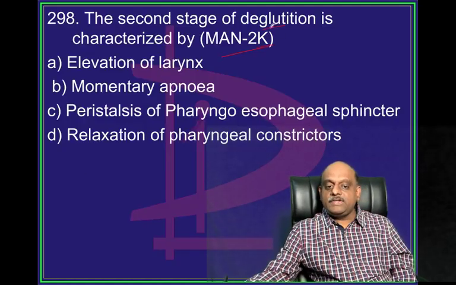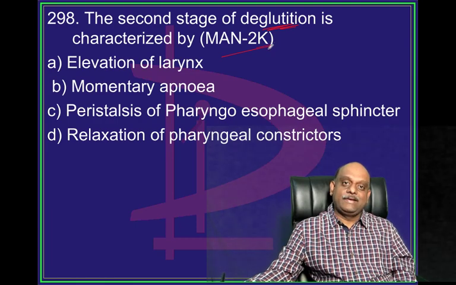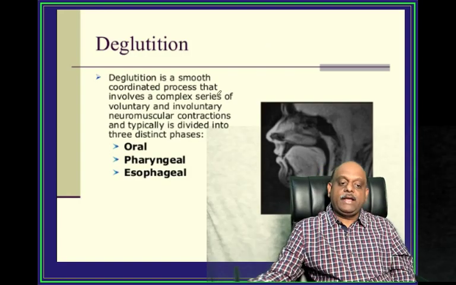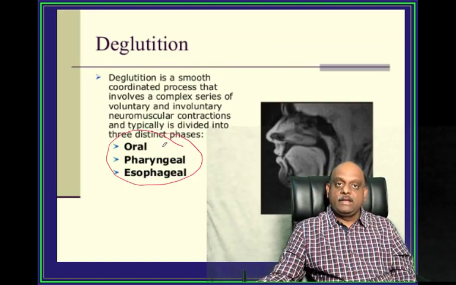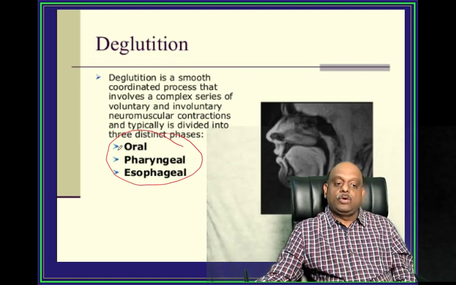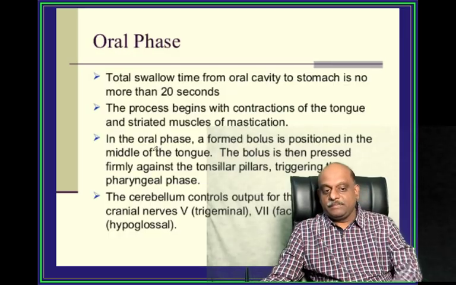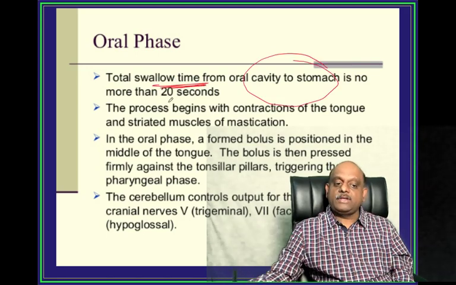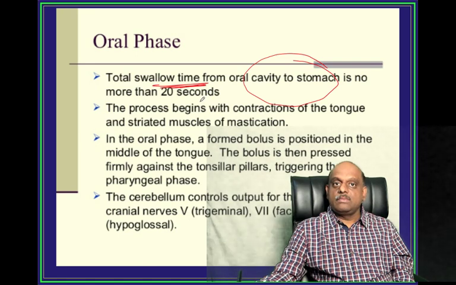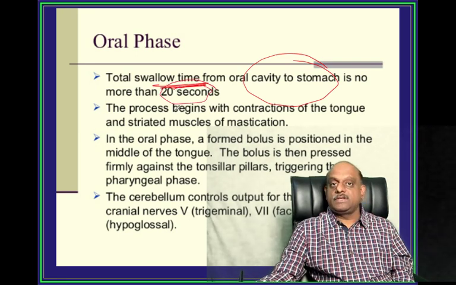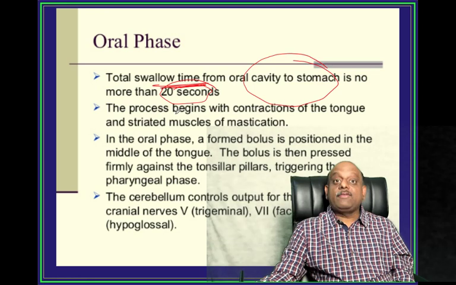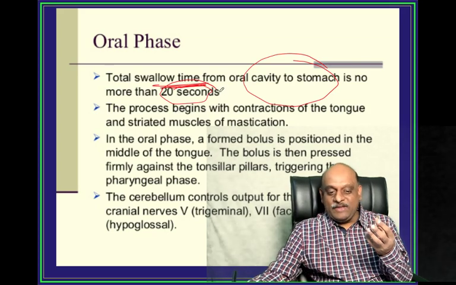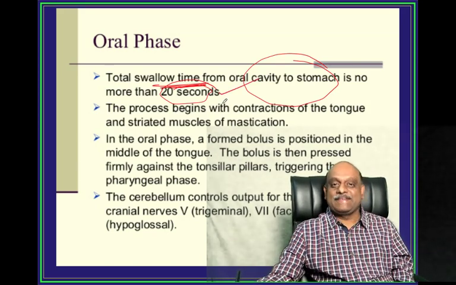The second stage of the deglutition, what is it characterized by? Elevation of the larynx. But first, how many phases does deglutition have? Deglutition is swallowing. Oral, pharyngeal, esophageal, right? And the total swallow time from the oral cavity to the stomach is generally not more than 20 seconds. And of course, if the mom prepares gajar halwa, it won't even be 20 seconds. Much earlier we will swallow it.